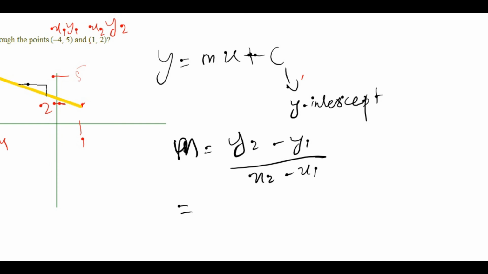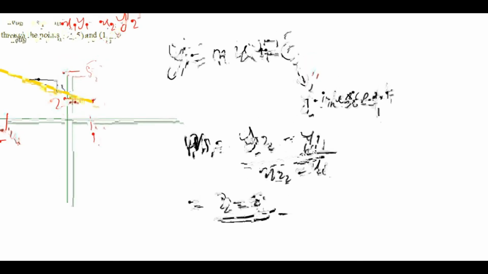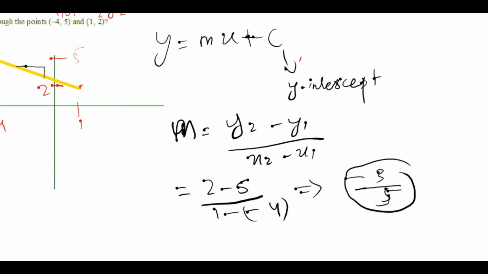For example, y2 is 2 and y1 is 5 over here, and x2 is equal to 1 and x1 is minus 4. So the equation that we will get is this. Okay, so now solve it. 2 minus 5 will be equal to minus 3, obviously, and in the denominator, 1 minus minus 4 becomes plus, so it will be positive 5. So the answer would be minus 3 over 5.